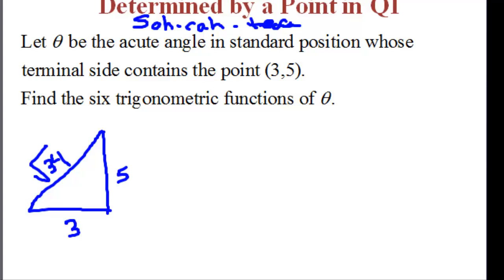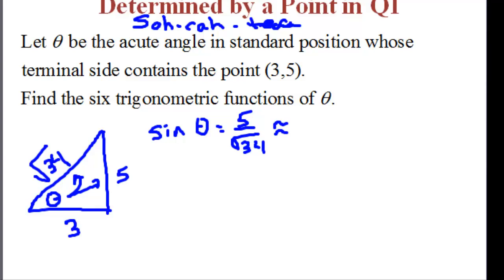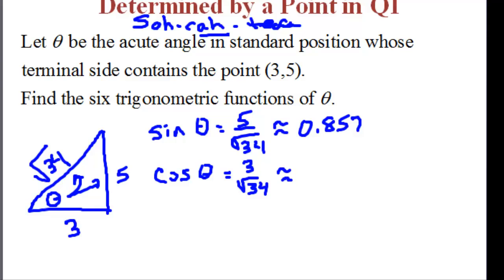So sine is opposite over hypotenuse. Theta is here, so opposite over hypotenuse. Sine theta equals 5 over square root of 34, which, if you put that in your calculator, is approximately 0.857. Cosine of theta, adjacent over hypotenuse. Adjacent is 3, so it's 3 over square root of 34. Putting that into your calculator, 3 divided by the square root of 34 equals approximately 0.514. And I say approximately because it continues on and on. We're just rounding it, so it's not an exact answer. 3 over square root 34, although it's not rationalized, it is an exact answer.